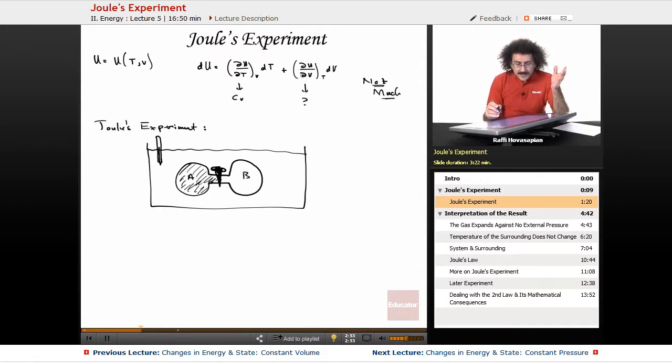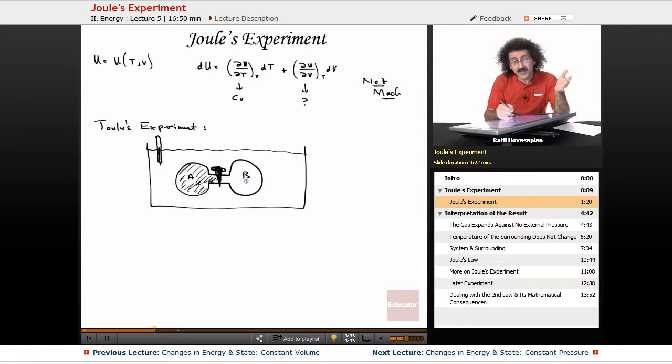So basically what he did was this. He took this apparatus, which consisted of two bulbs separated by a stopcock. We evacuated this chamber B altogether, and A is filled with gas. We take this and drop it into this tub of water, and we allow the system to come to thermal equilibrium with its surroundings. When that happens, we open up this stopcock. Because B is evacuated, the gas is going to expand, so it does experience a change of volume.